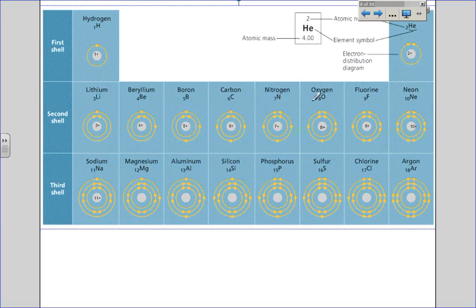So as you can see, there's a pattern developing. When we want to examine a trend going down a group, we need to look at the energy levels that exist. And when we're examining trends going across a period, we need to look at the nuclear charge and the fact that it's increasing as we go across the period while the electrons are being added to the same energy level.